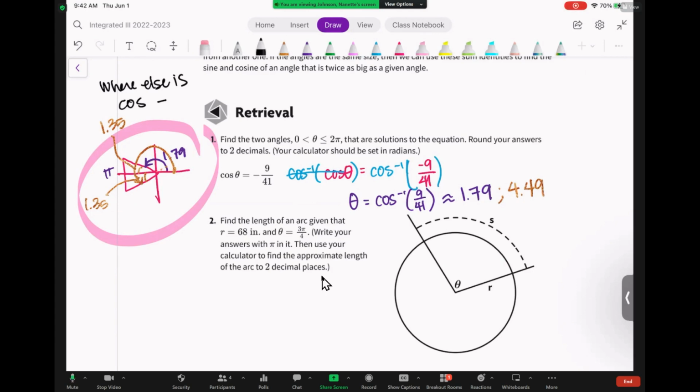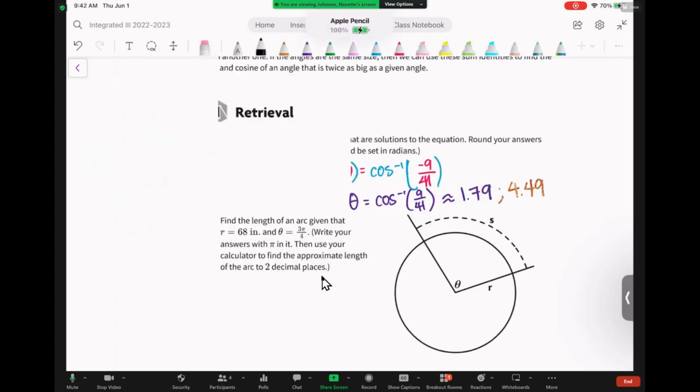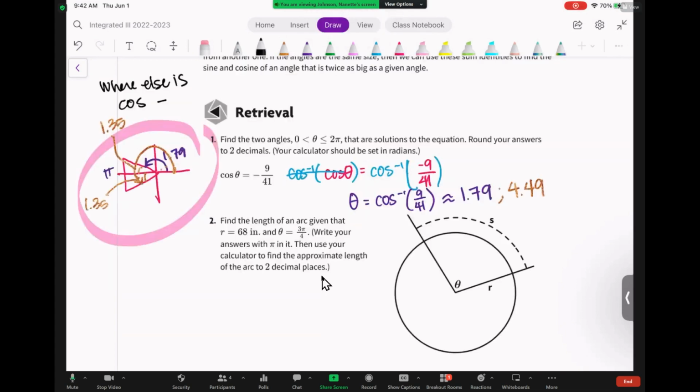But they told me to find two angles. The calculator only gives me one answer because the calculator is a function, meaning you ask it one question, it gives you one answer back. So now I have to find the other answer, which is why we went back to our drawing. Be comfortable with those drawings and you should be fine.